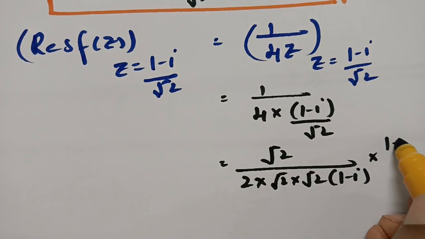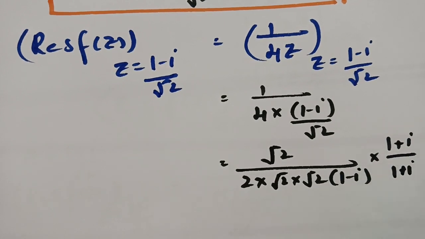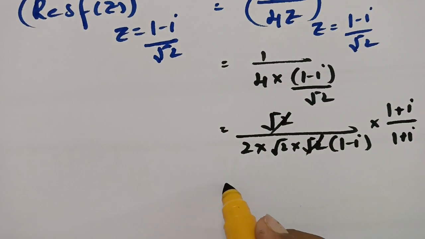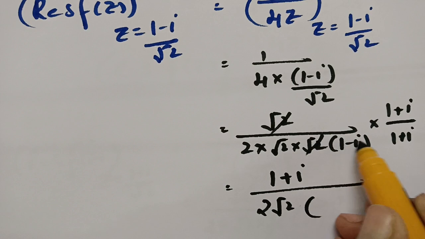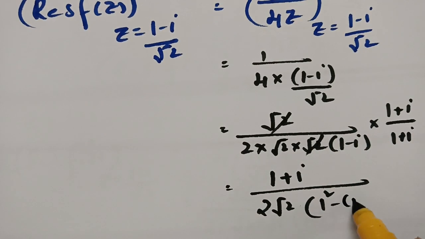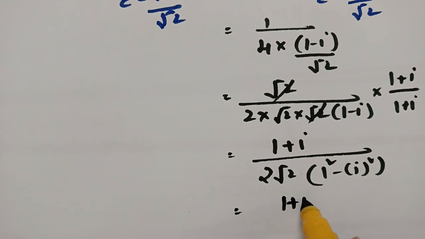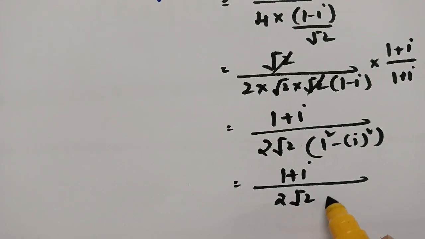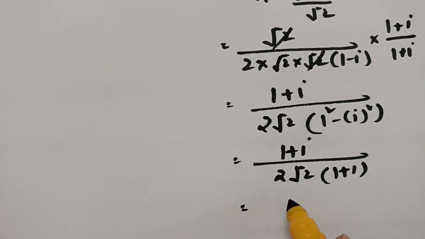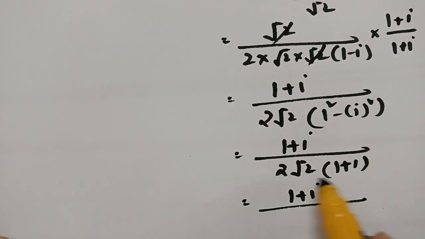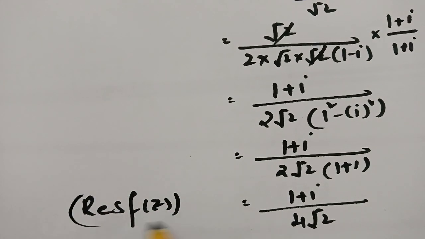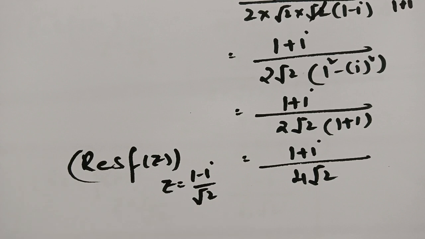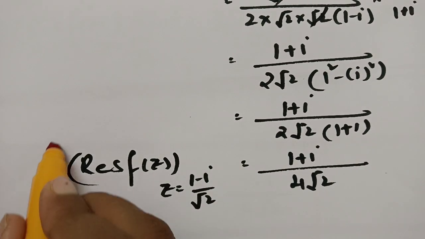So if I rationalize this one, this will be 1 + i, and again this will be 1 + i. If I cancel one √2, this will be (1 + i)/(2√2). (a + b)(a - b) is nothing but a² - b². So this is (1 + i)/(2√2) into (1 + 1). This will be (1 + i)/(4√2). So which value is it? This is the residue of f(z) at the point z = (1 - i)/√2. So this is our fourth residue value. So we got all the residue values here.